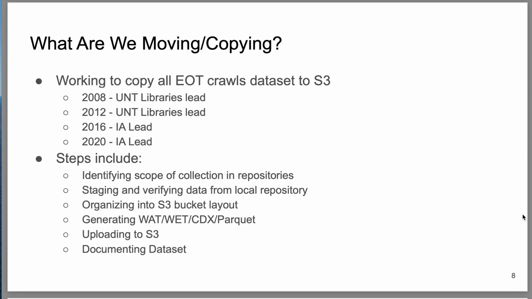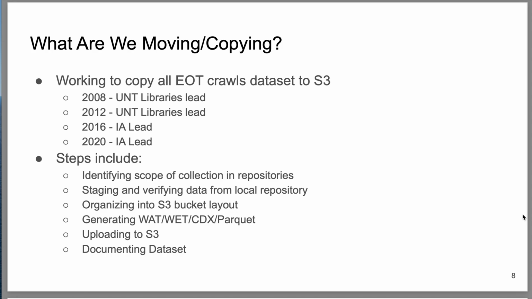So what exactly are we moving? We're trying to create a full working copy of all of the end-of-term crawls in the S3 system. We've split the work up: 2008 and 2012, where UNT Libraries has a complete copy of both of those collections, so we're going through and doing that data. And then the 2016 and 2020 is being done at IA because they have that full set.